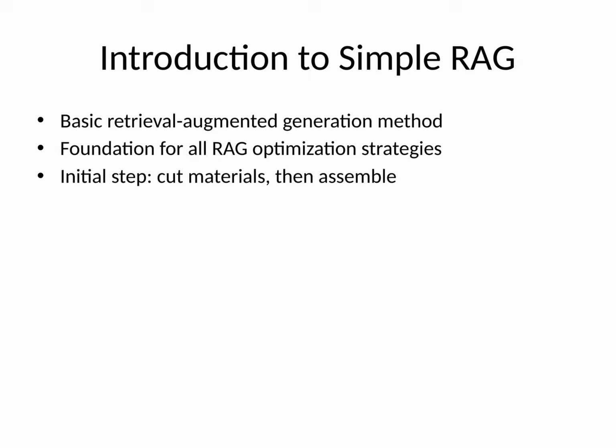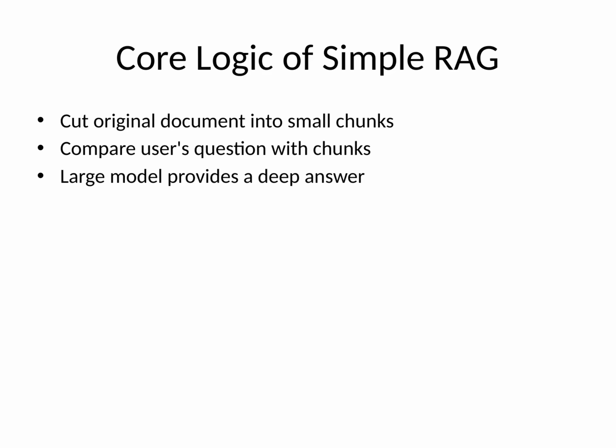It's the starting point of the entire RAG system, and almost all subsequent optimization strategies evolve from this foundation. Think of it as the first step in building blocks. First, cut the materials, then piece them together. The core logic of simple RAG is straightforward. Cut the original document into small chunks, then compare the user's question with these chunks to find the most relevant ones, and let the large model provide a deep answer.